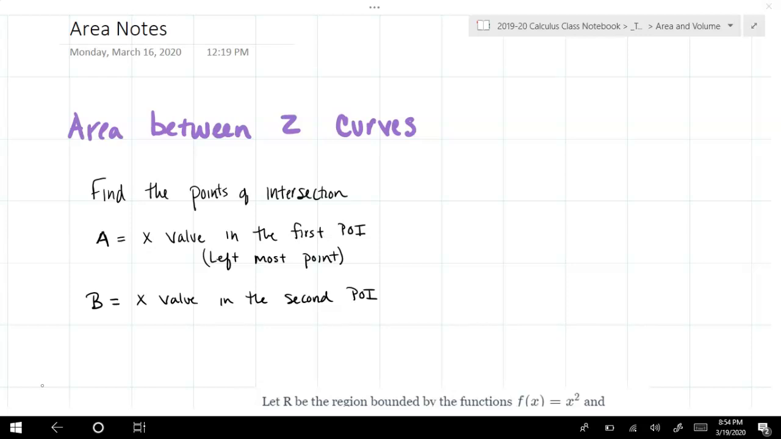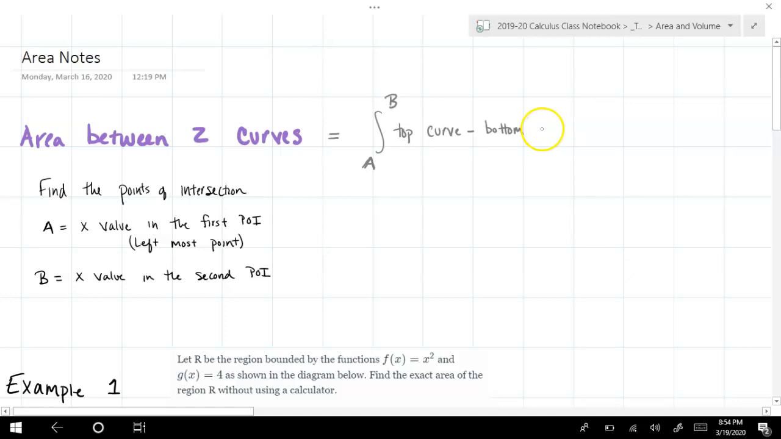The area between two curves is calculated by the integral between A and B, the x values of the points of intersection, and we take the top curve minus the bottom curve, dx. dx meaning we're going left to right. A and B are both in terms of x.